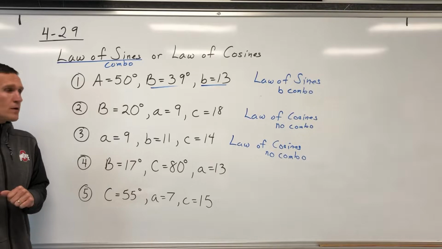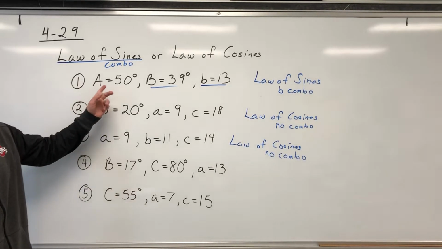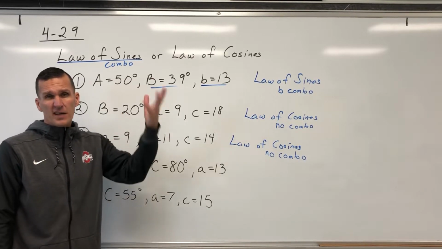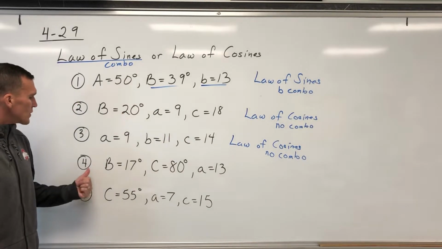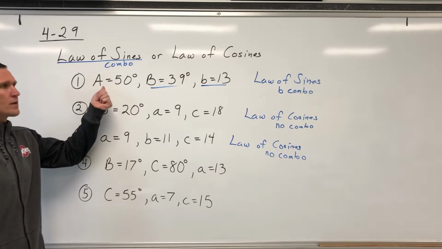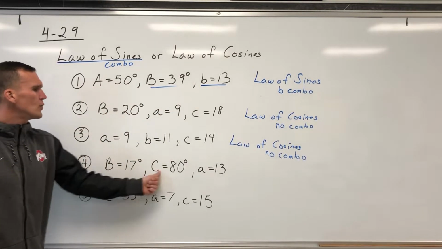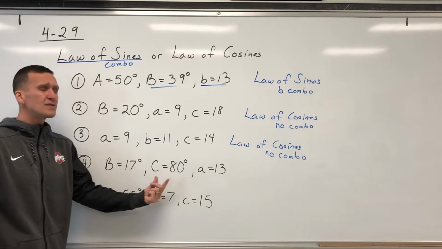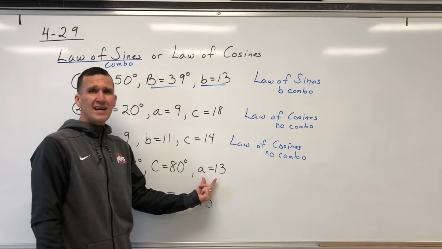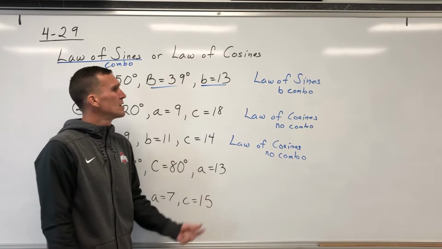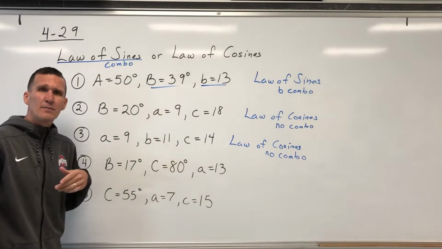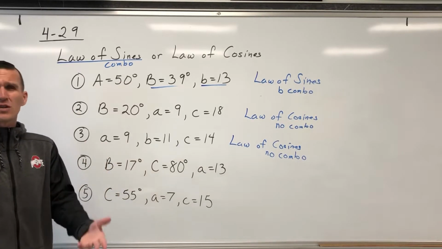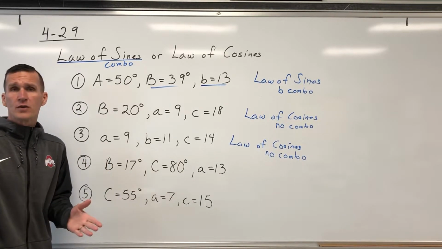Okay, number 4. Oh, sorry, and this one really quick. When you have 2 angles and a side, it could be angle, side, angle, or angle, angle, side, talking about your geometry days. So here's another example, kind of like number 1. 2 angles and a side, but let's see. Angle B is 17 degrees, angle C is 80 degrees, and side A is 13. Well, is it as easy as number 1? Is it really a law of sines? Or since I don't have a combo, should I go law of cosines? Well, this is the tricky one.